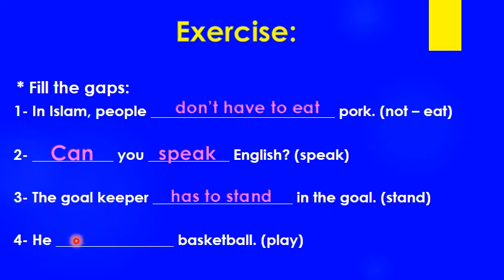Number 4. He blank basketball. Play. So here I am talking about the ability. إذن هنا أتحدث عن القدرة or possible أو الإمكانية. So he can play basketball.